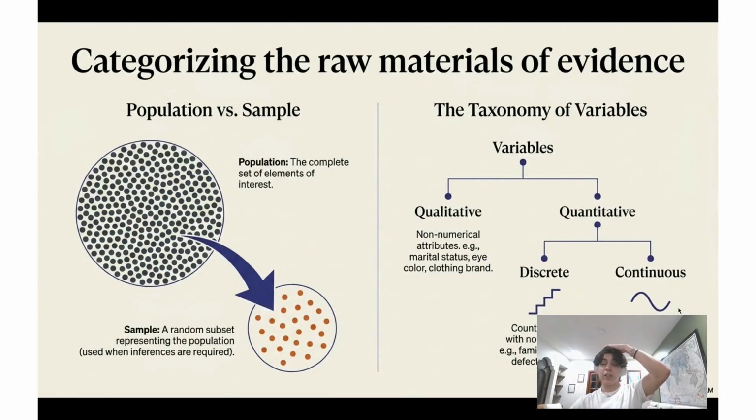And categorizing the raw materials of evidence, so the population versus the sample. The population is the complete set of elements of interest, and the sample is a random subset representing the population. So it is used when inferences are required, in inferential statistics.